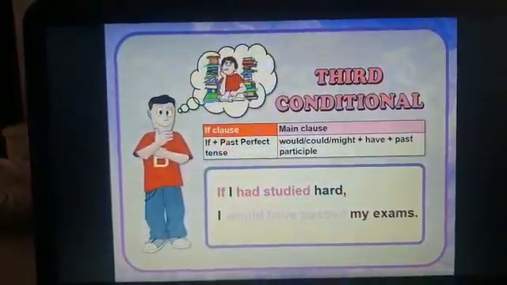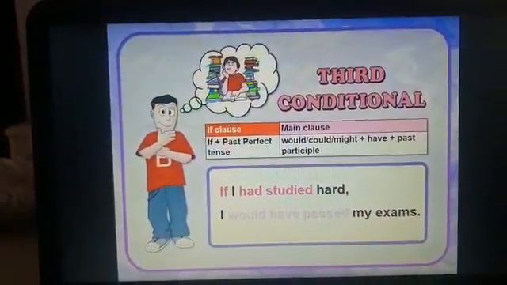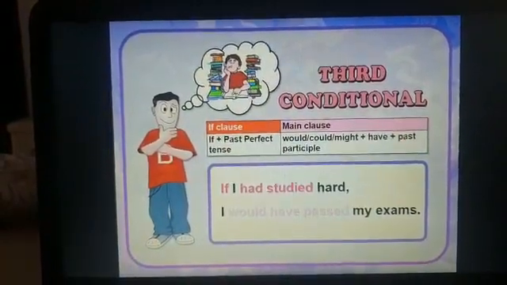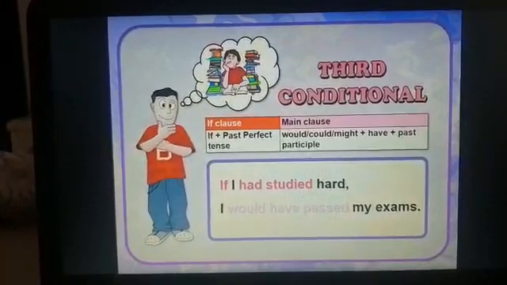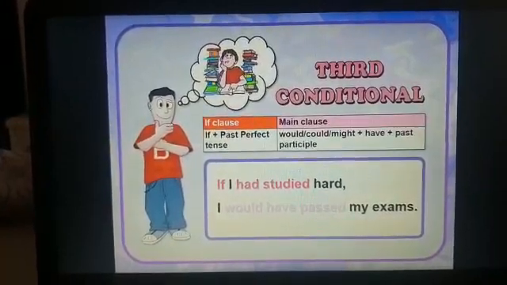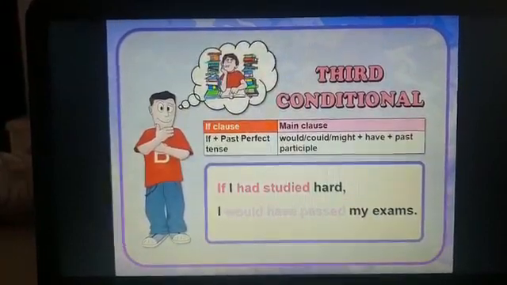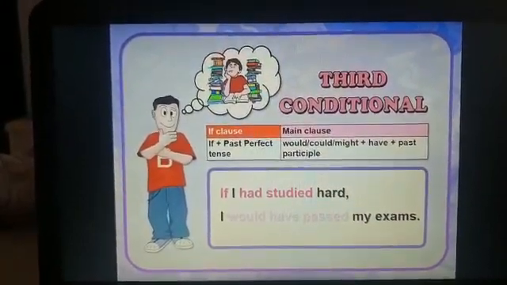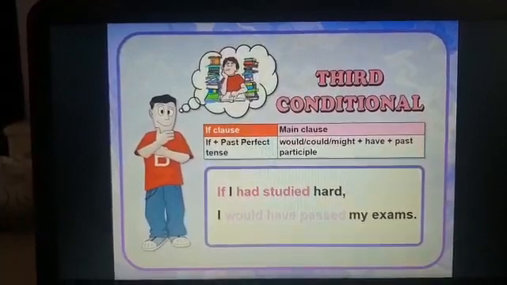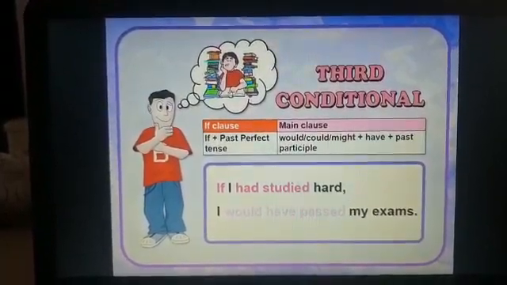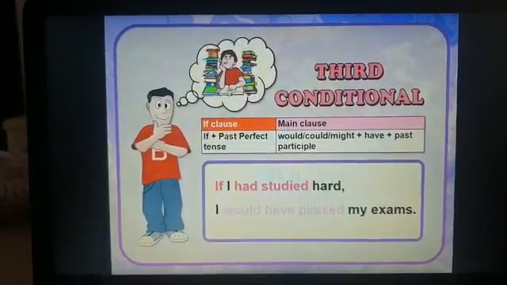More. Third conditional is used to express something you can't change in the past because that took place in the past and you can't change it. There's an action that took place in the past, right? Una acción que tuvo lugar en el pasado y por lo tanto no la puedes cambiar, ¿vale? En la mayoría de ocasiones se refiere a arrepentimientos, regrets.